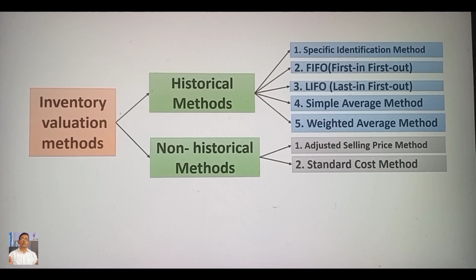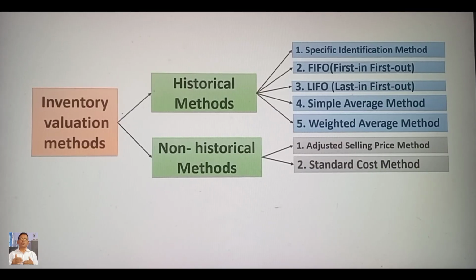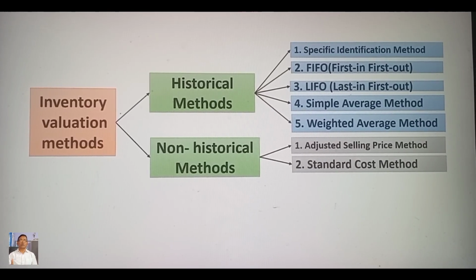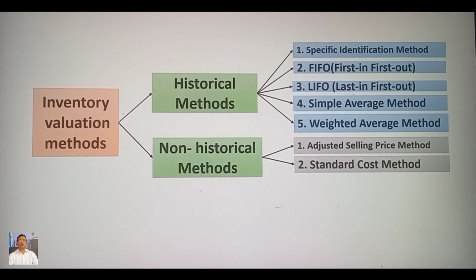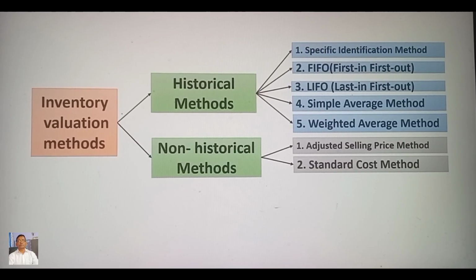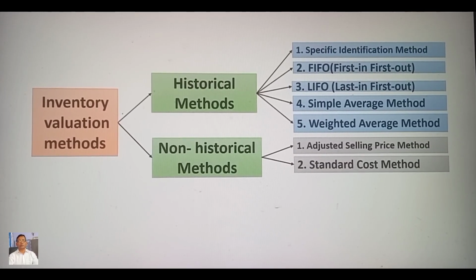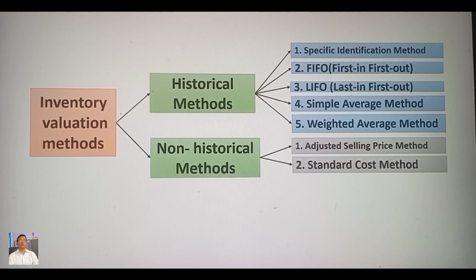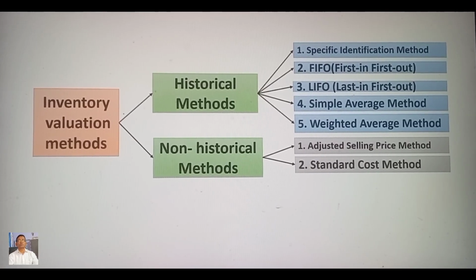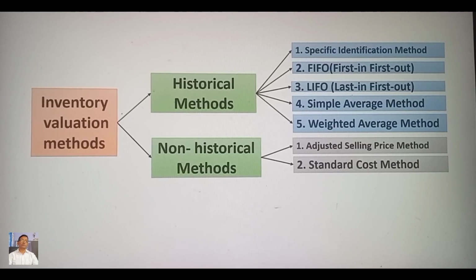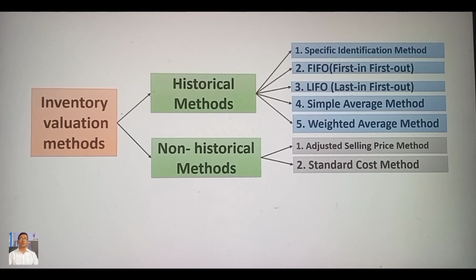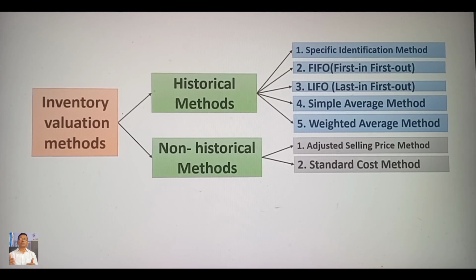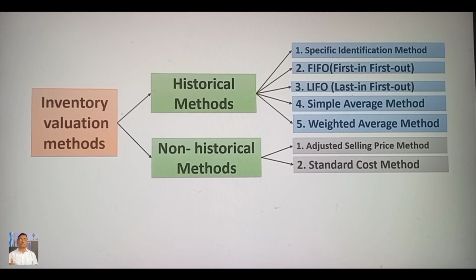Inventory valuation methods may be classified in two steps. First, historical methods, and second, non-historical methods. Historical methods may be of five forms. First, specific identification method. Second, FIFO, first in, first out. Third, LIFO, last in, first out. Fourth, simple average method. Fifth, weighted average method. Non-historical methods may be of two categories. First, adjusted selling price method, and second, standard cost method.